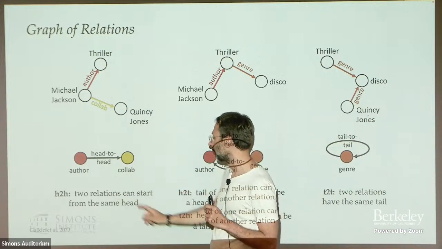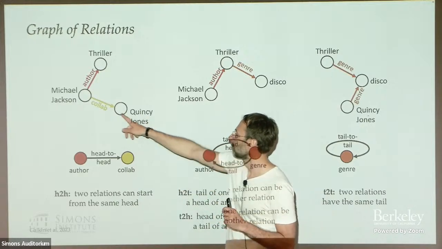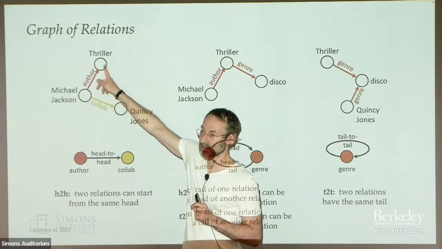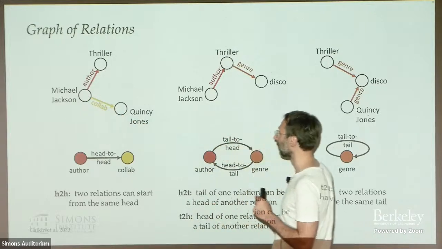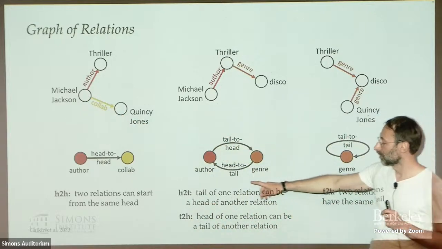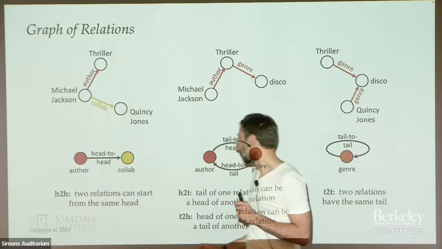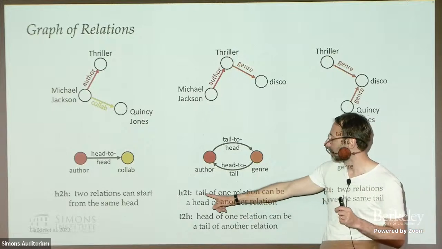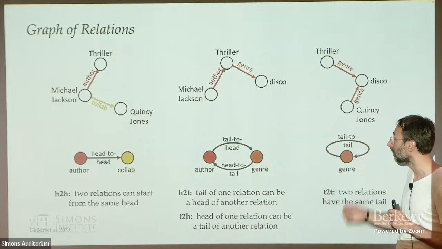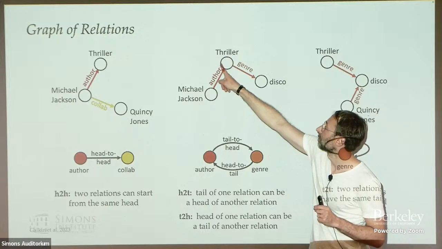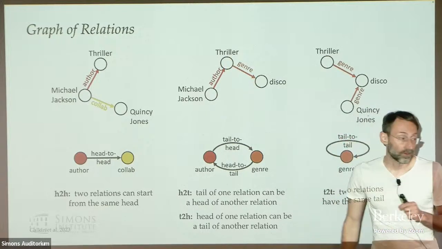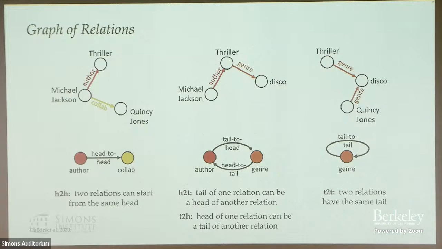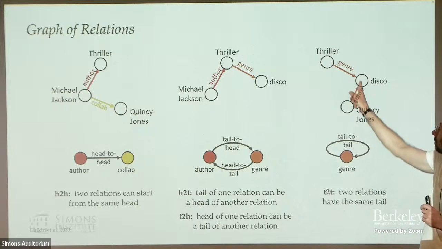In this case, two relations can start from the same head. Both of these edges start from the head, which in this case is Michael Jackson. We call this head-to-head. We might have another pattern which is called head-to-tail or tail-to-head. In this case, the tail of one relation can be the head of another relation, and that's exactly this kind of structure. Or we might have tail-to-tail, where two relations have the same tail. And this is an example shown here.